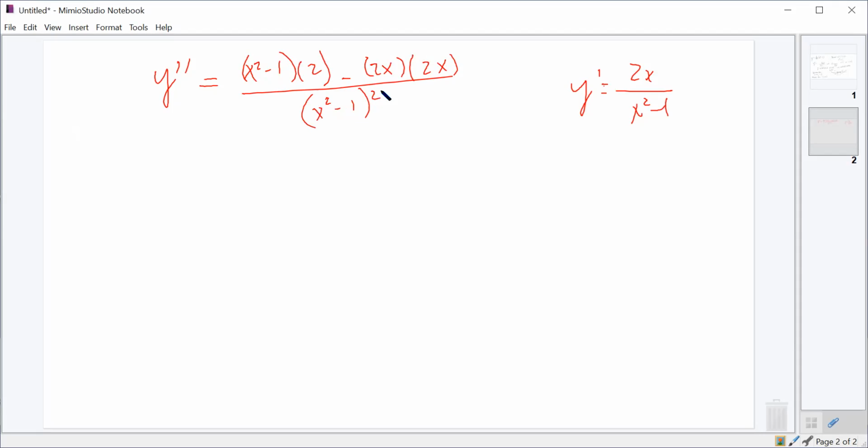Everybody good with that? Yes. Okay, cool. So then we'll simplify out our numerator. This is what, 2x squared minus 2 minus 4x squared, and then over x squared minus 1 squared.